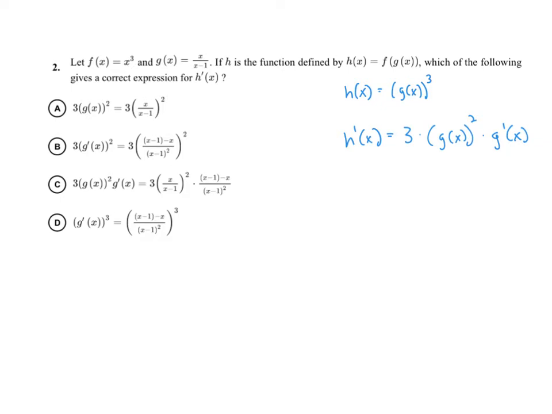So let's take the derivative of g of x just to make sure. Okay, so we'll do the quotient rule. The derivative of the top is 1, times the bottom, minus the top times the derivative of the bottom. The top is x, the derivative of the bottom is 1, so we don't have to write that. And then the bottom squared. Okay, these x's cancel. Oh, actually I didn't need to simplify because that's all they did for C. So we can see that's got to be answer choice C.